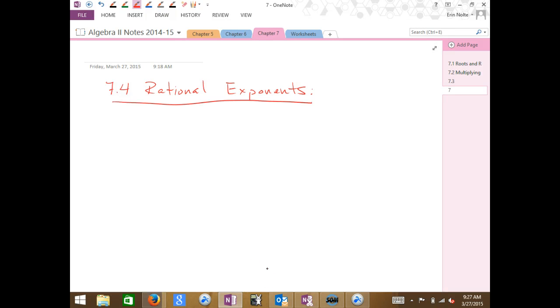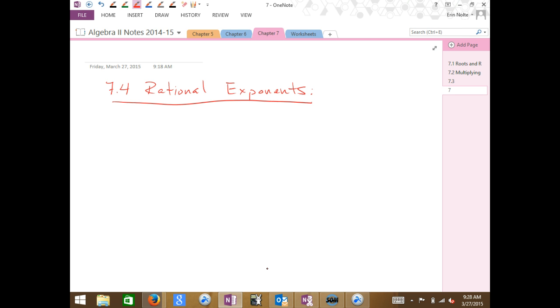Okay, so 7-4 is called rational exponents. If I say rational, what are we talking about? Not necessarily, no. Could be positive or negative. There you go. A rational number is a number that you would write as a fraction, and then exponents, we're talking about the exponent, obviously. So we're going to have fractions up in the exponents.